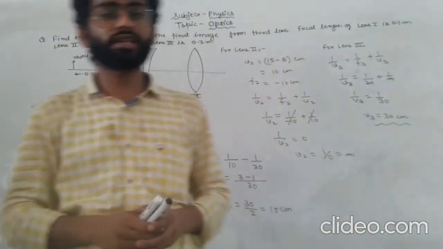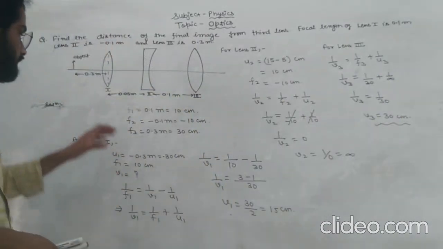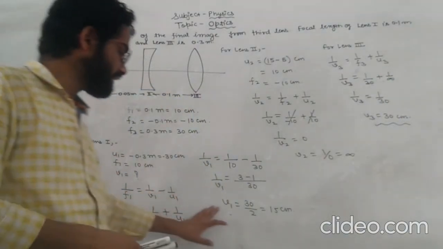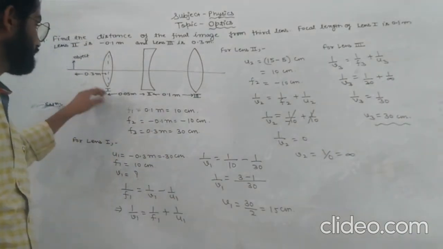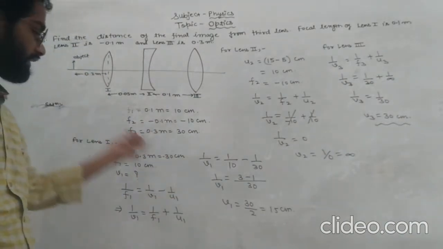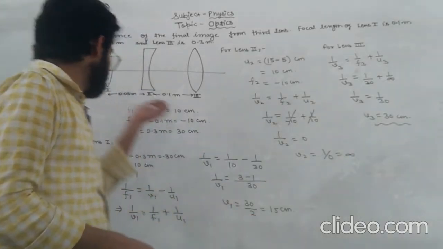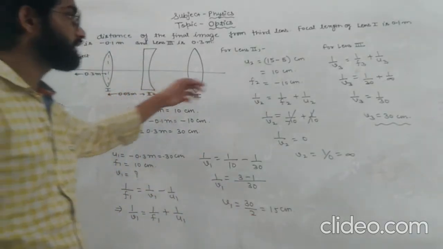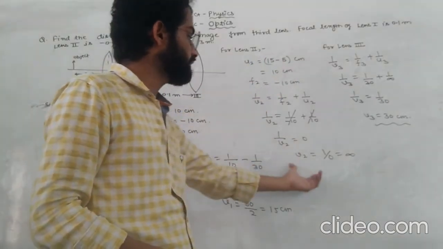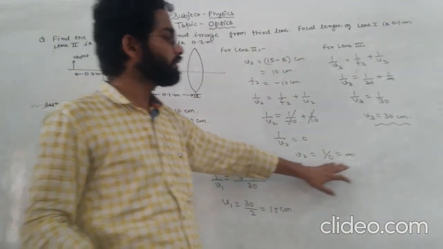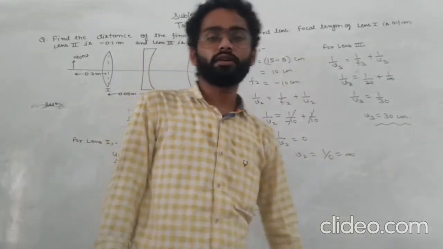I hope you have got this derivation. This one was a very easy derivation. One by one we have to solve and find the distances of the images from the lenses. First we got v1, and the separation between two lenses is given as 5 centimeter. We subtracted the 5 centimeter and put in the value, and we got the value of v2, that is infinite, and then we got the value of v3.